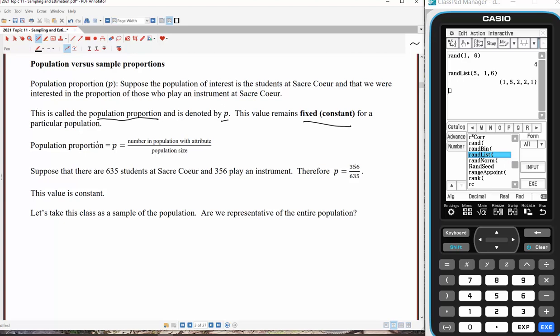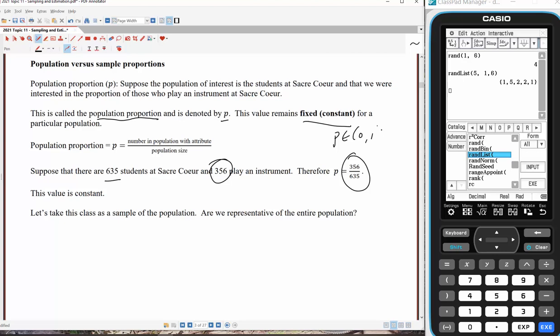So this is how we work it out. The population proportion, or p, is the number in the population with the attribute over the population size. Let's suppose that 356 play an instrument out of, let's presume it's 635, I don't know what it is at last count. Therefore, our population proportion is 356 out of 635. So p will always be a value between 0 and 1.